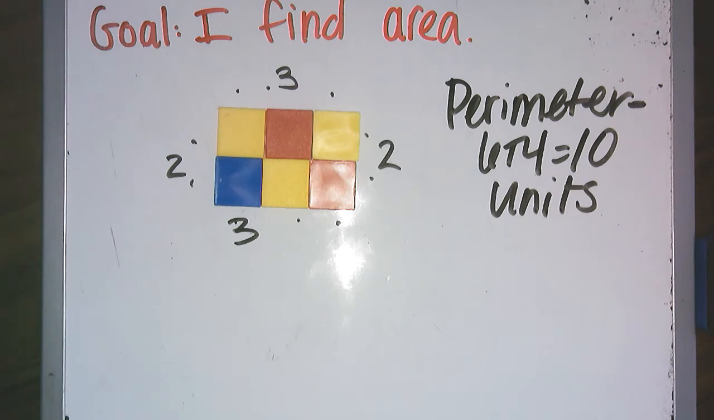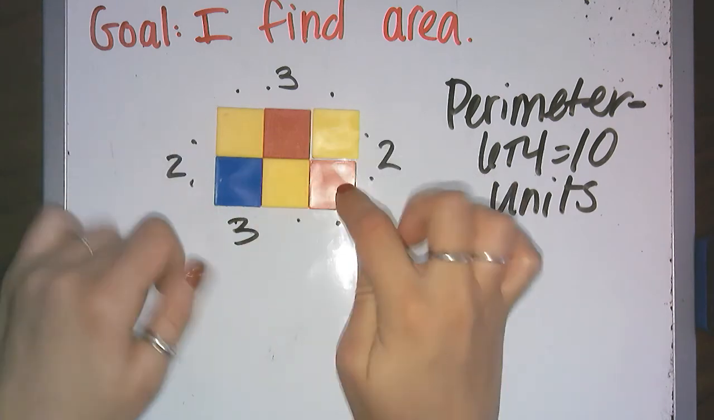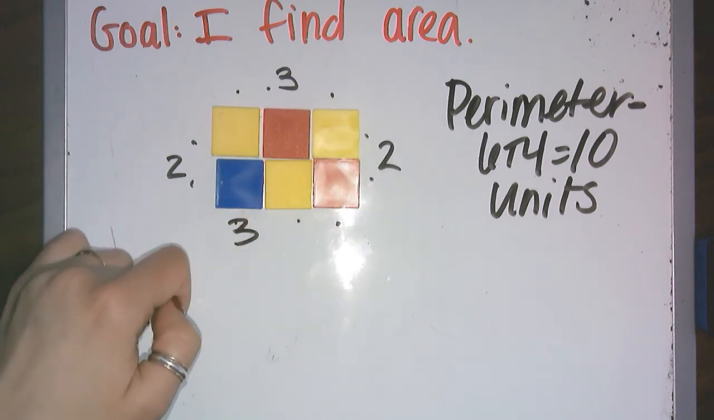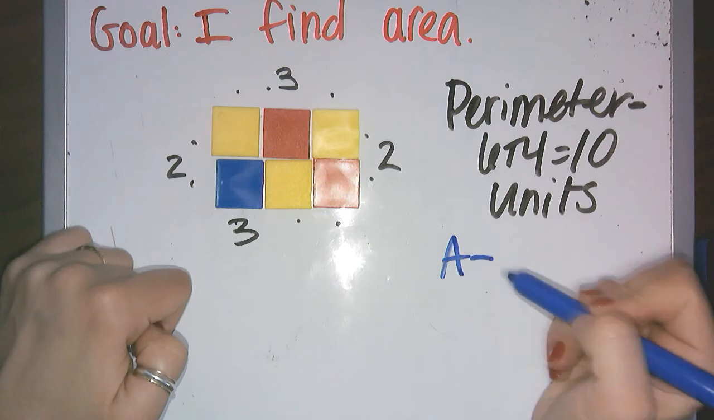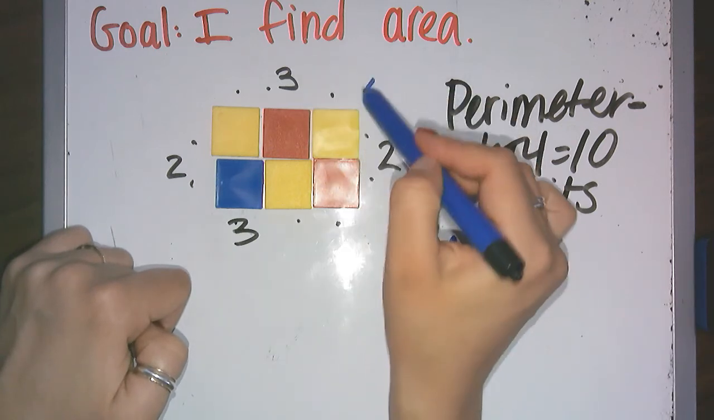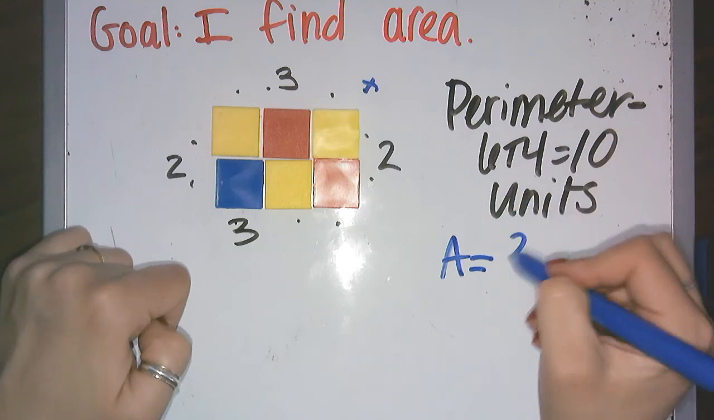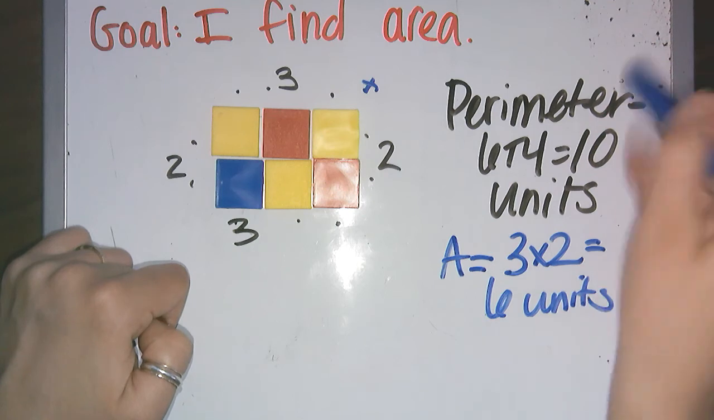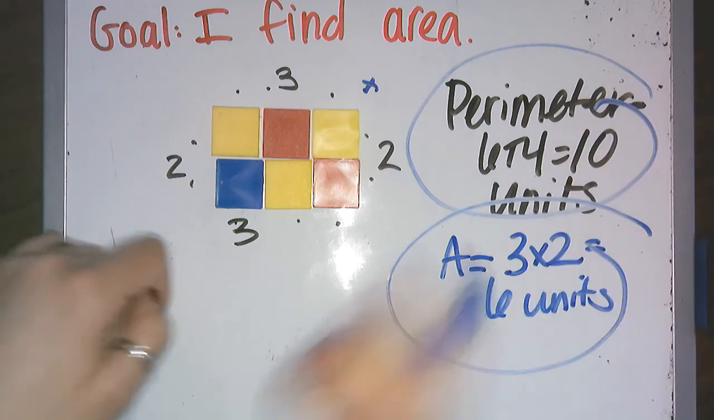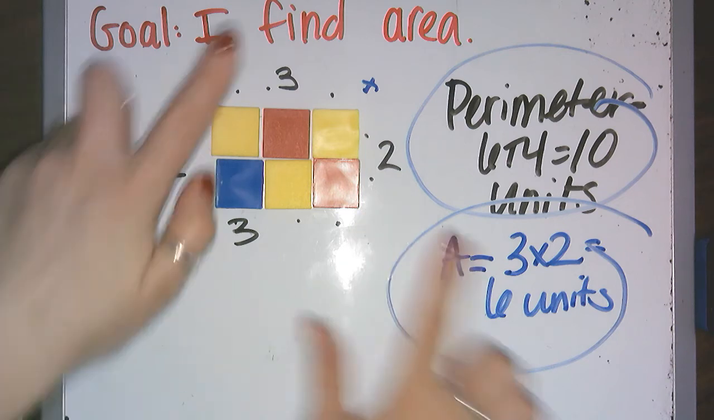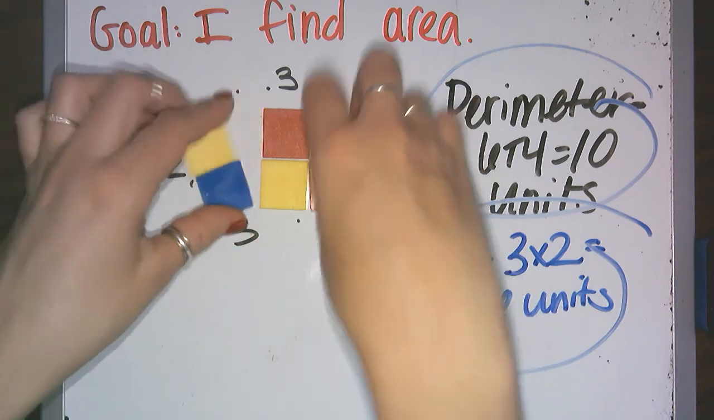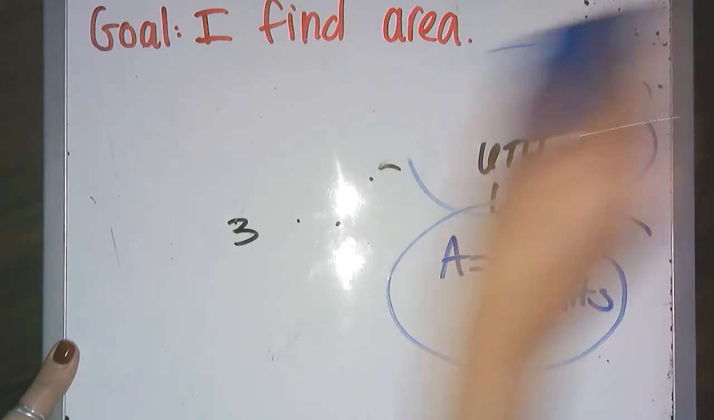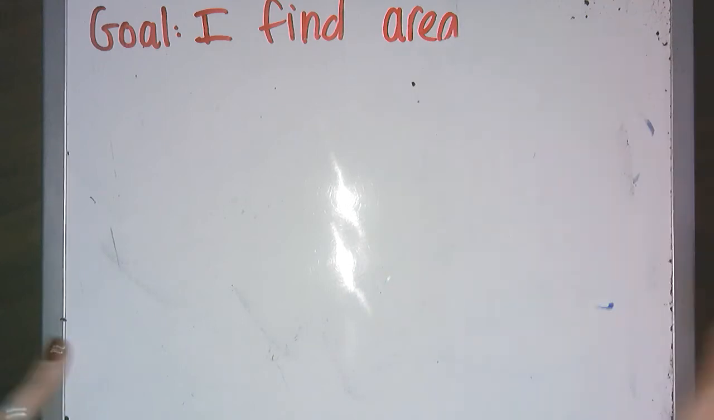And that was perimeter. But area is how many of these are on the inside. So the area is 1, 2, 3, 4, 5, 6. So my area is actually the top times the side in this instance. 3 times 2, or 6 units. So area and perimeter, you'll notice, are two different numbers. Now, this formula works for rectangles, but not everything we have is a rectangle, which is why we need to understand that to find area, we count the number of units in an object.